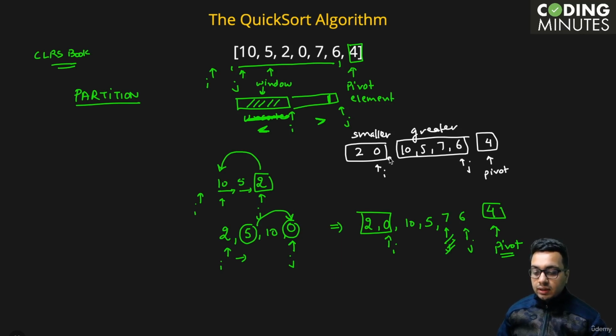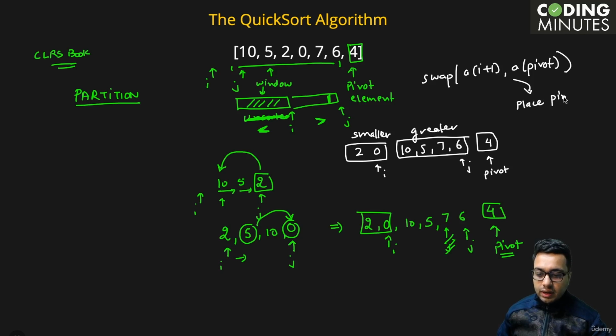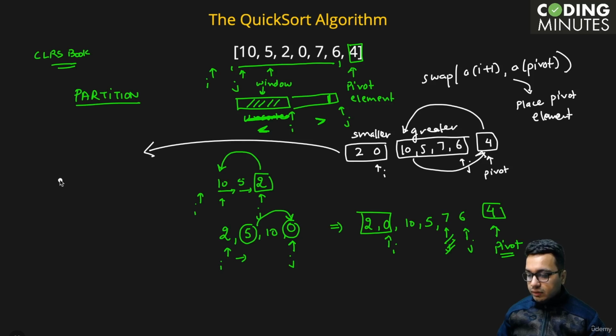So we can simply say you just swap array of i plus 1 with the array of pivot. Okay, so this will actually place the pivot element in its correct position. So what will happen, 4 will come here and 10 will go here. So let me just draw this array now. It will become 2 0 4, and we will have 5 7 6 and 10. So this is how the array will look after the first partition function call.